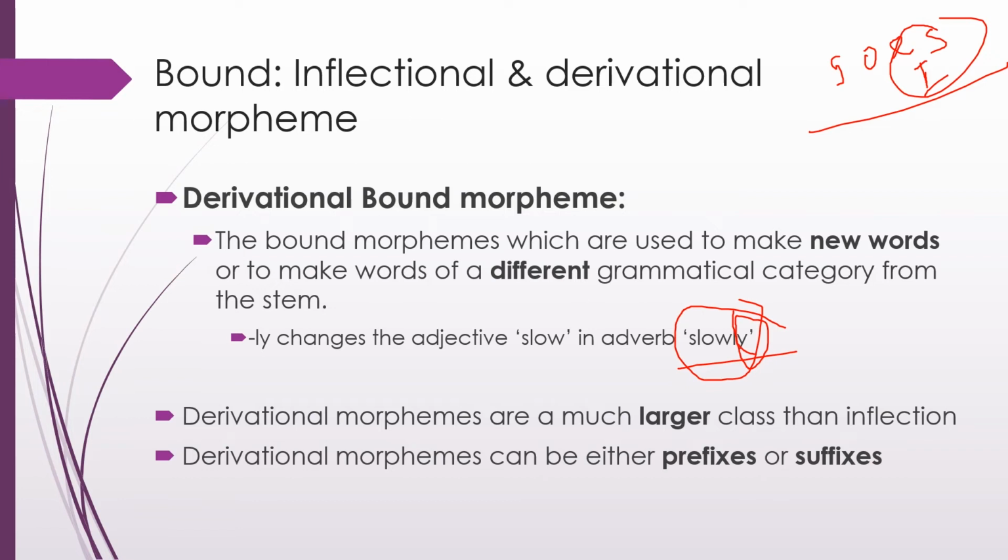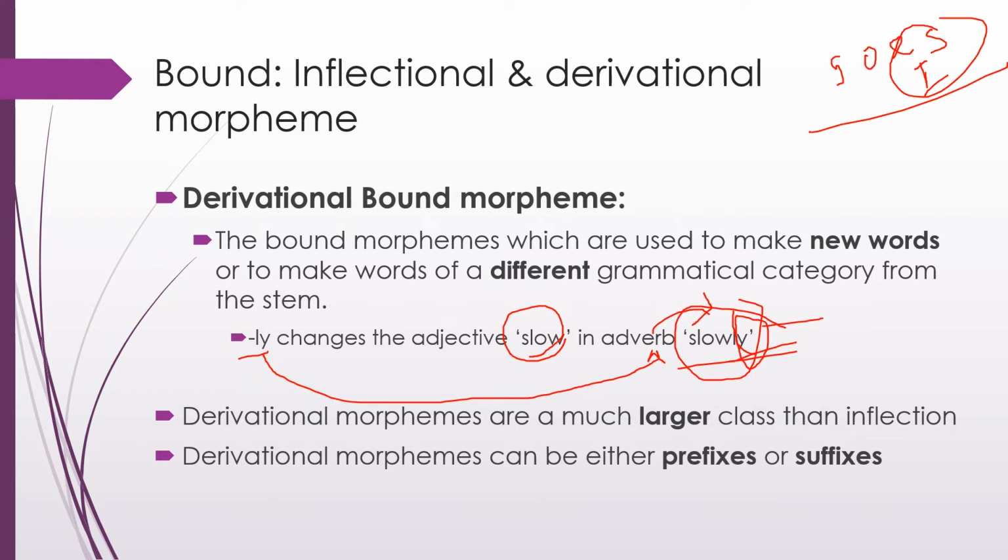And in ly we are referring to some different meaning. So derivational bound morphemes are used to make new words or to make words of a different grammatical category. For example, here slow is an adjective, but we added ly and changed it into an adverb, slowly. So that's how it changes the particular part of speech. It changes the meaning as well. So that's what a derivational bound morpheme is, and it is a much larger class than inflection. Inflectional morphemes you see only 8 points, whereas derivational is a much larger class.